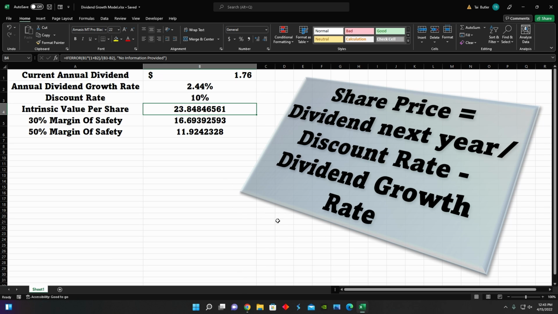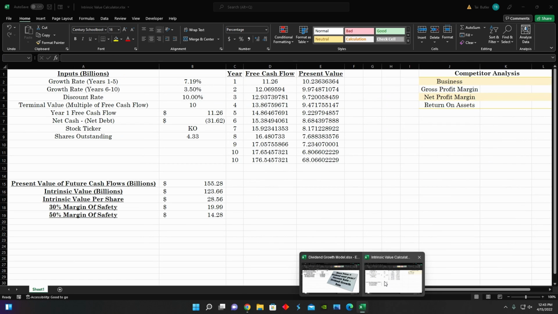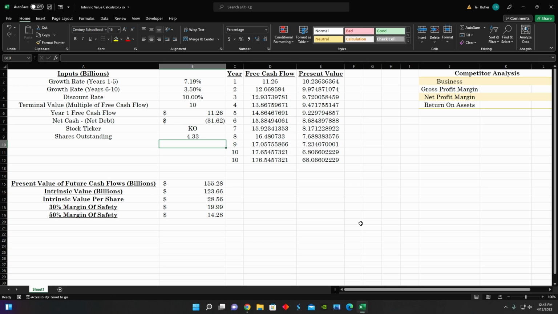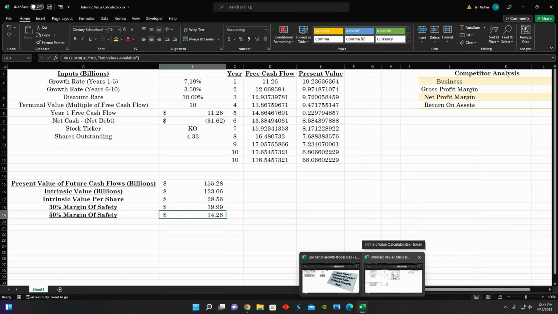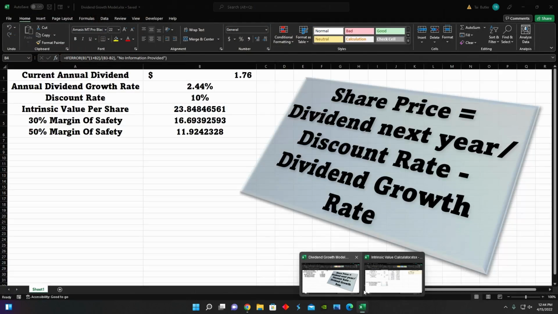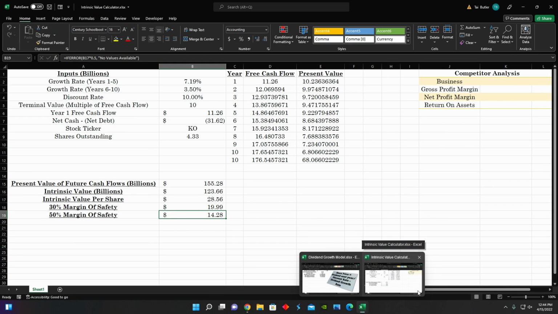And we can actually see that if I compare this model to the discounted cash flow model that I use in almost all of my stock analysis videos, the intrinsic value per share actually wasn't that far off from model to model. For the discounted cash flow model, it came out to be about $28 per share, with a 30% margin of safety of $19 per share and 50% margin of safety of $14 per share. And if I compare that to the dividend growth rate model, it's pretty similar: 23 to 28, 16 to 19, 11 to 14, so it's pretty close.